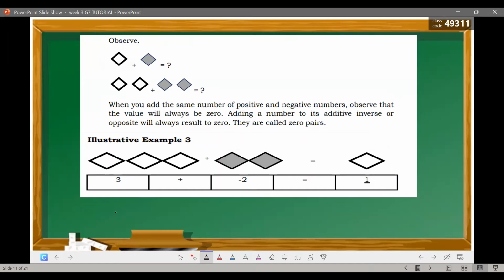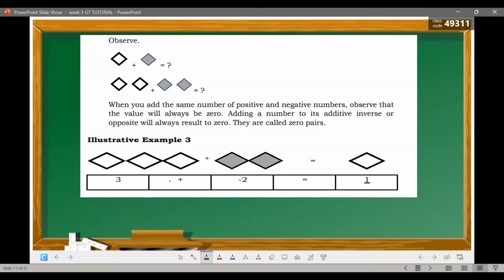Okay. So, observe. So, ito pinapakita dito kapag this white diamond symbolize the positive numbers and then this gray symbolizes the negative numbers. So, positive 1 plus negative 1 is equal to, then positive 2 plus negative 2 is equal to what? Okay. So, let's read. When you add the same number of positive and negative numbers, observe that the value will always be 0. Adding a number to its additive inverse, or opposite, will always result to 0. They are called zero pairs.